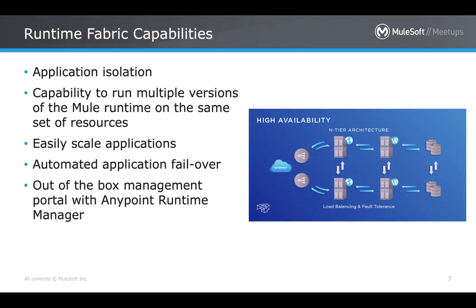And then you get the capability to run multiple versions of the Mule runtime on the same set of resources. We know that's not possible today with an on-prem deployment. But with Runtime Fabric, it is, and it's powered by that application isolation and Docker and Kubernetes under the hood, where each application running on your set of resources is in its own container and completely isolated on its own runtime. That allows you now to run Mule 3 and Mule 4 on the same set of resources.